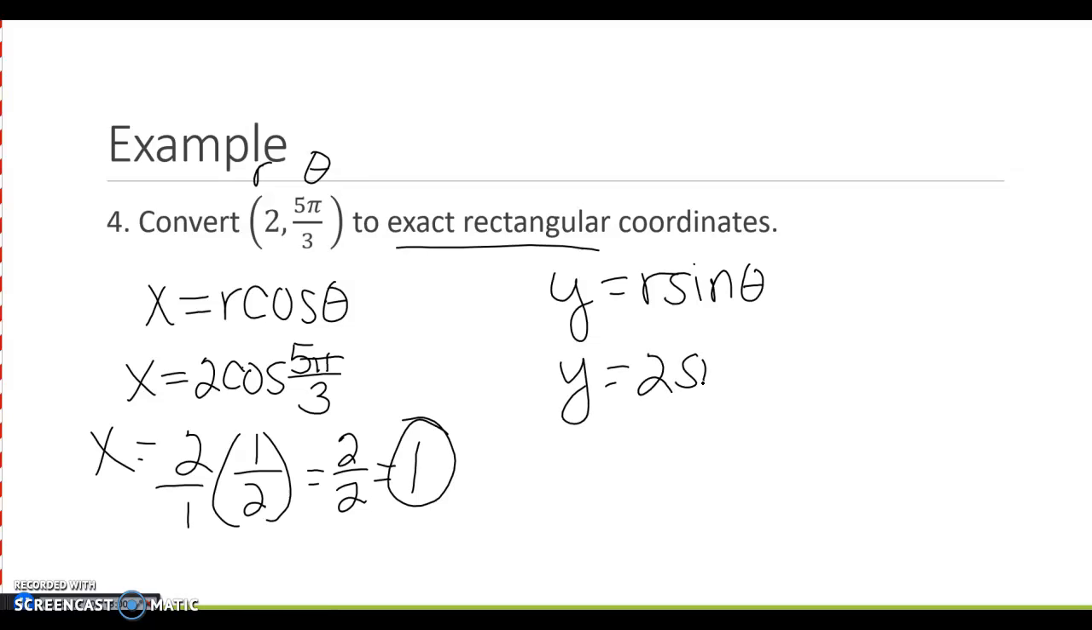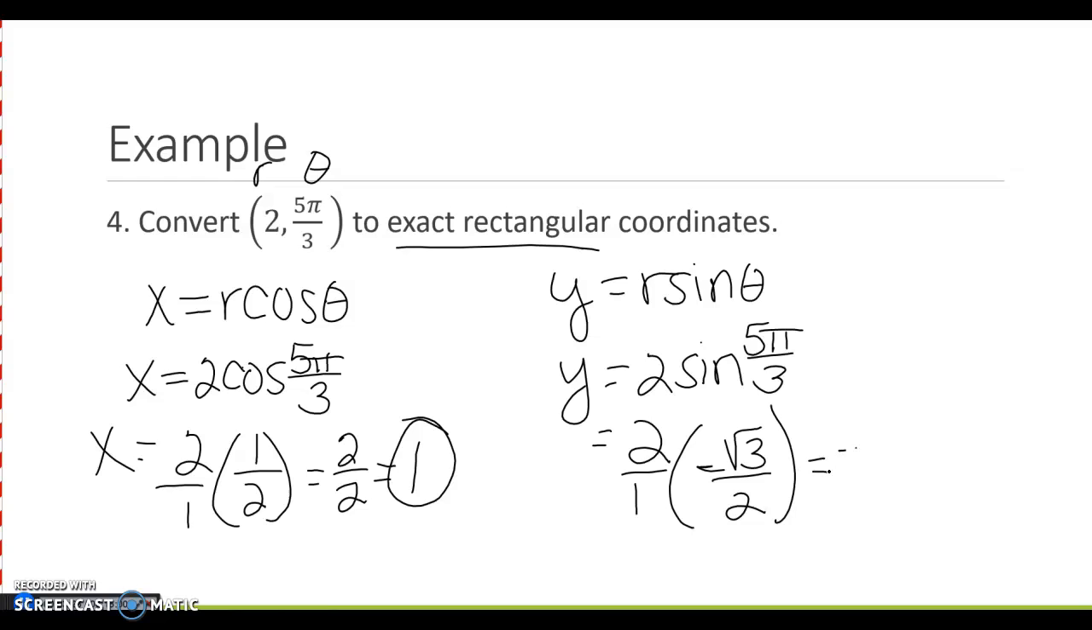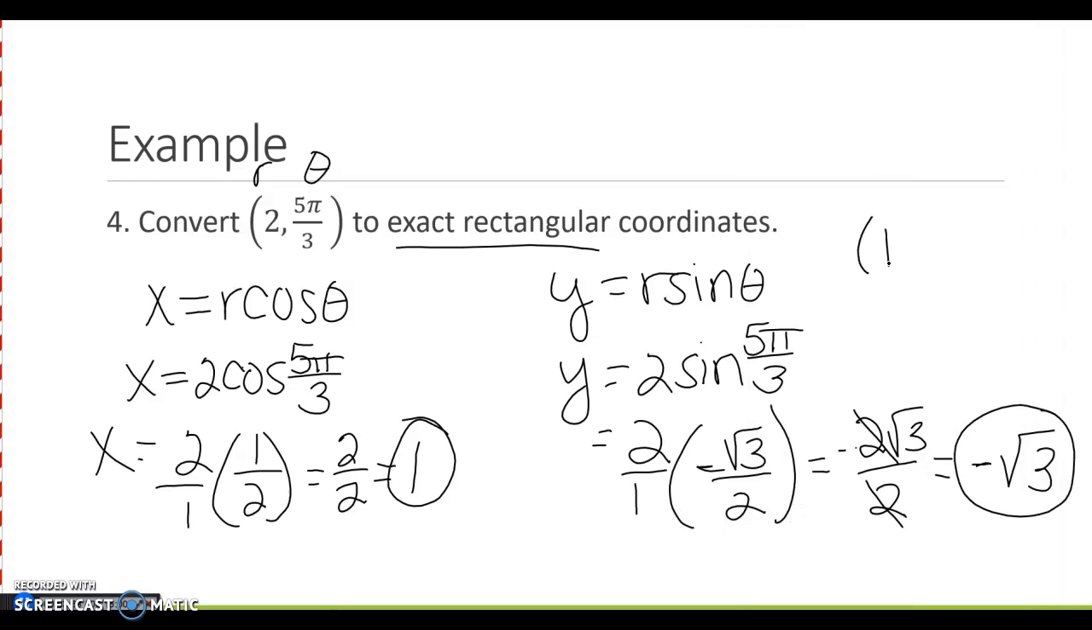y equals r sine of theta. So 2 sine 5 pi over 3. Sine of 5 pi over 3 is negative square root of 3 over 2. So I get negative 2 square root of 3 all over 2. The 2s simplify out, leaving me with negative square root of 3. Okay, so then I get the actual coordinate point of 1, negative square root of 3.